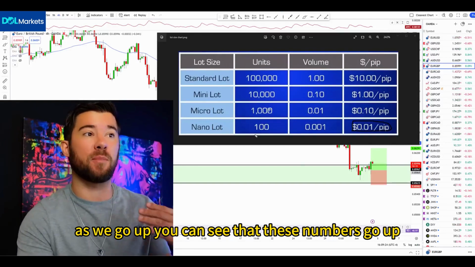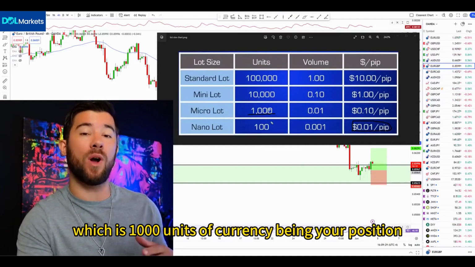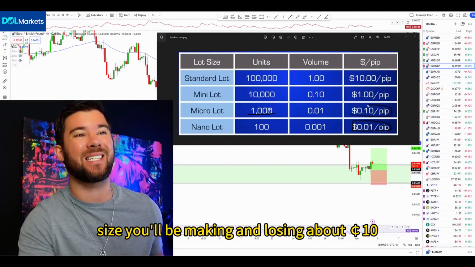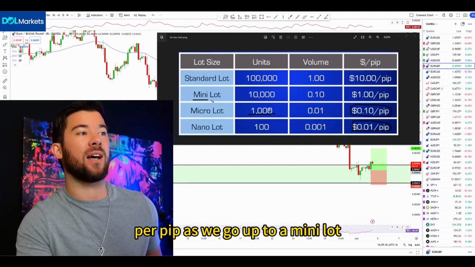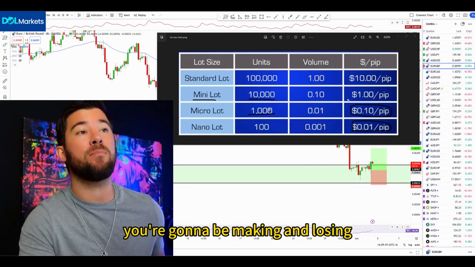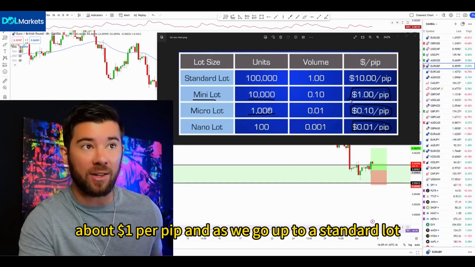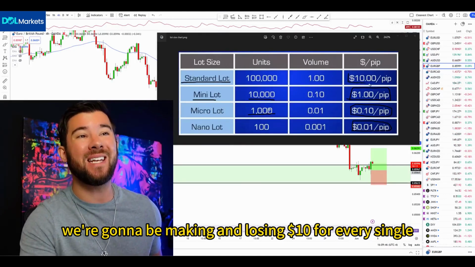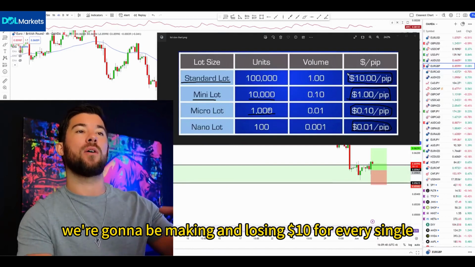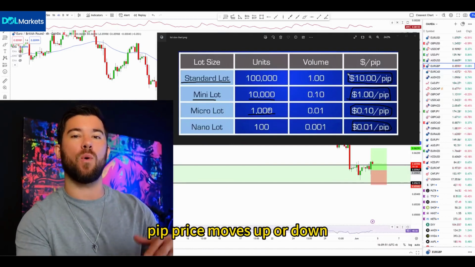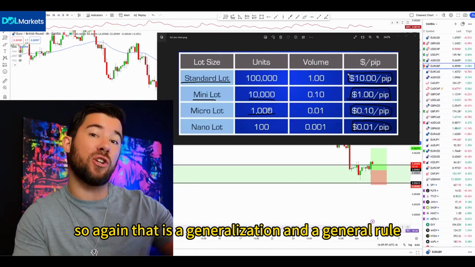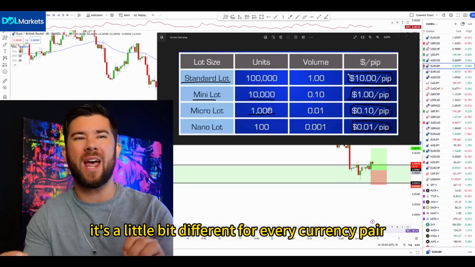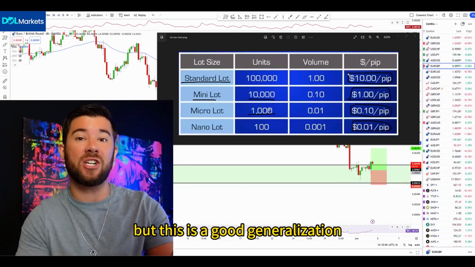As we go up, you can see that these numbers go up. So as we go to a micro lot, which is 1,000 units of currency being your position size, you're going to be making and losing about 10 cents per pip. As we go up to a mini lot, which is 10,000 units of currency, you're going to be making and losing about $1 per pip. And as we go up to a standard lot, we're going to be making and losing $10 for every single pip price moves up or down. So again, that is a generalization and a general rule of how much each pip is going to be worth. It's a little bit different for every currency pair, but this is a good generalization.